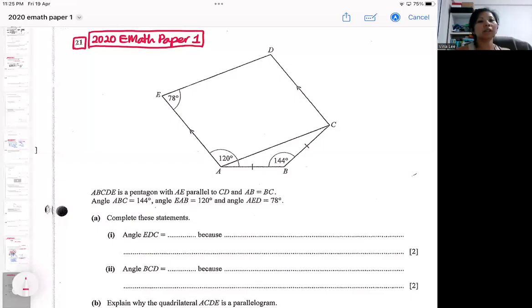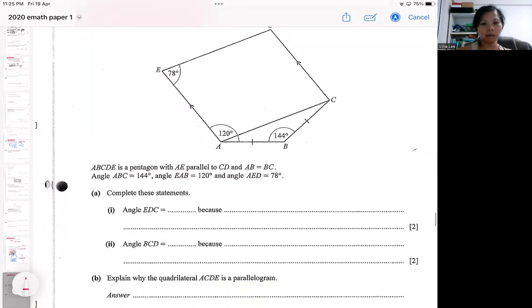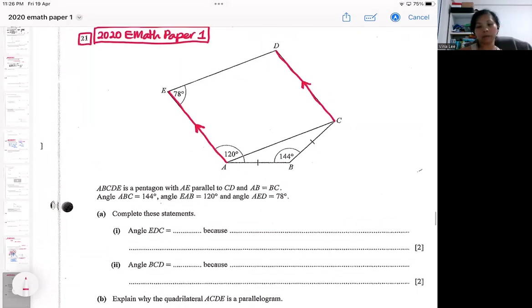This question is actually a very common exam question because it plays around with a pentagon, and subsequently there is a pair of parallel lines. So obviously it plays around with the property of parallel lines. And subsequently you are asked to explain whether it is a parallelogram or not. If you think about all these shapes, they are very common, so you have to be very good with the properties of these shapes.